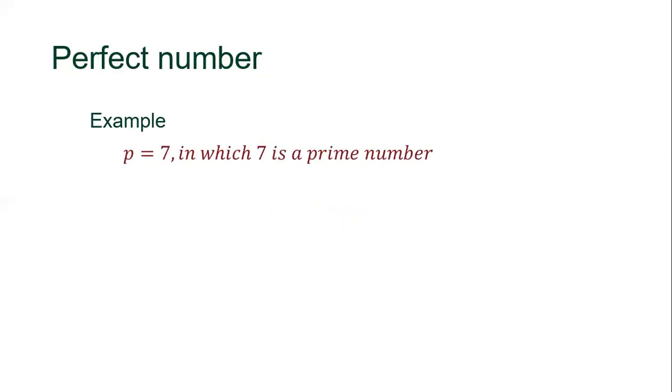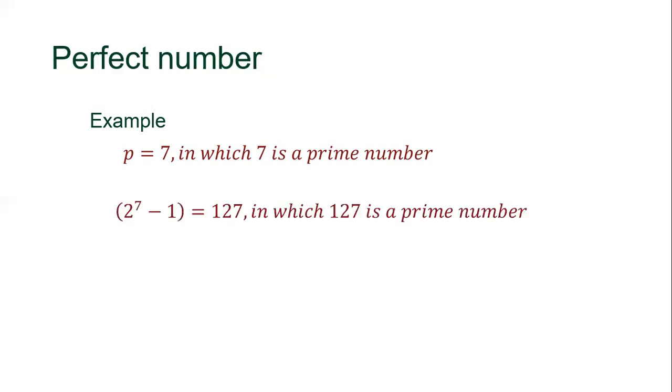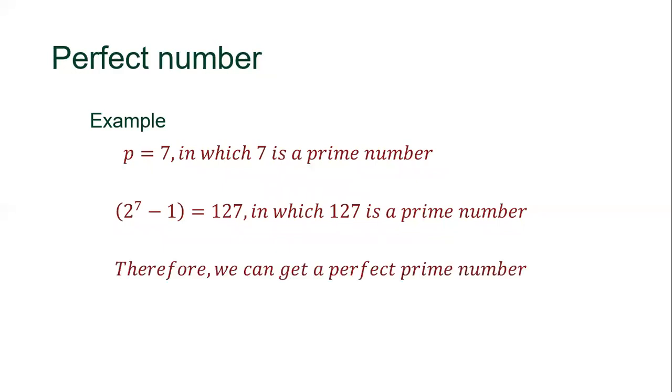So example. We have here p is equal to 7. In this case, 7 is a prime number, so check, we can use 7. How about 2 raised to 7 minus 1? That is actually 127, and 127 is a prime number. So check, we can really use 7. Therefore, we can get a perfect number. In our formula, 2 raised to 7 minus 1 times 127, we get the perfect number, which is 8,128.